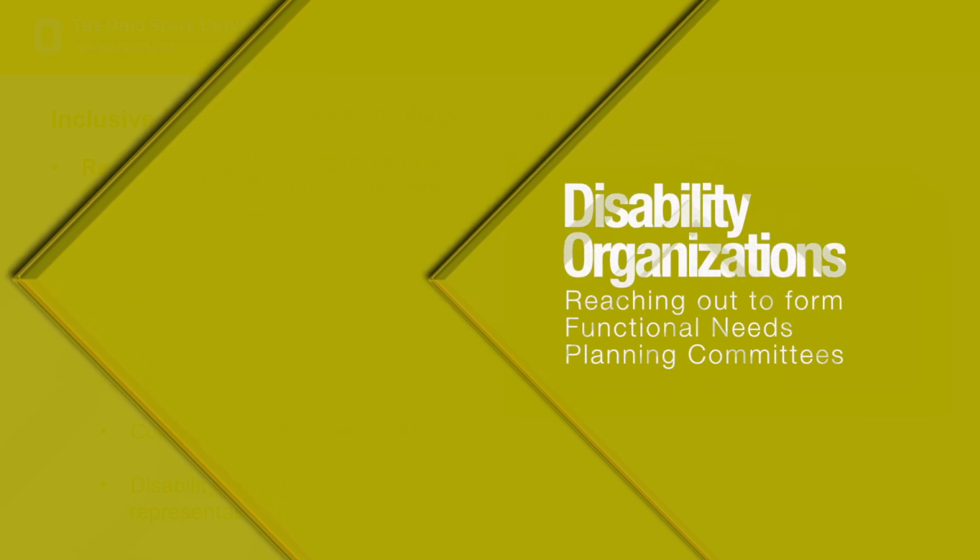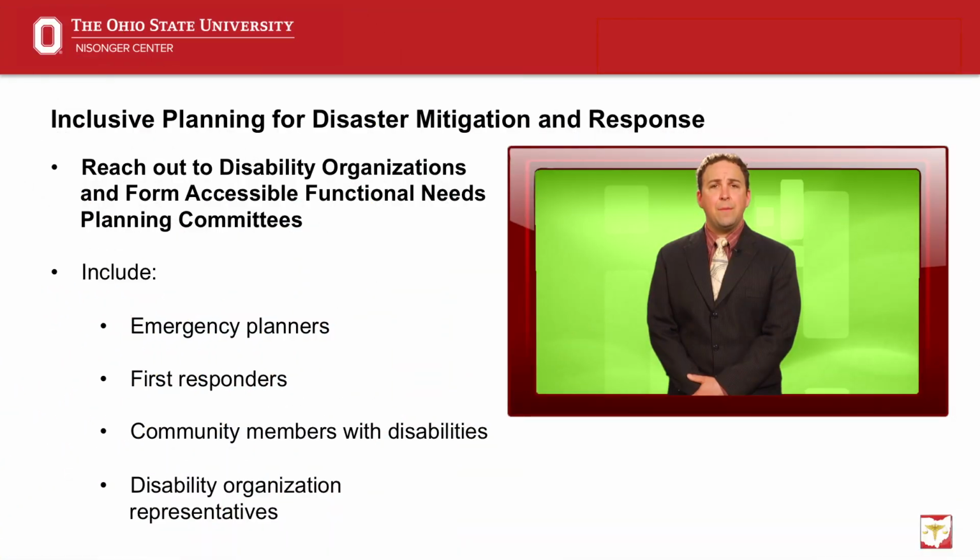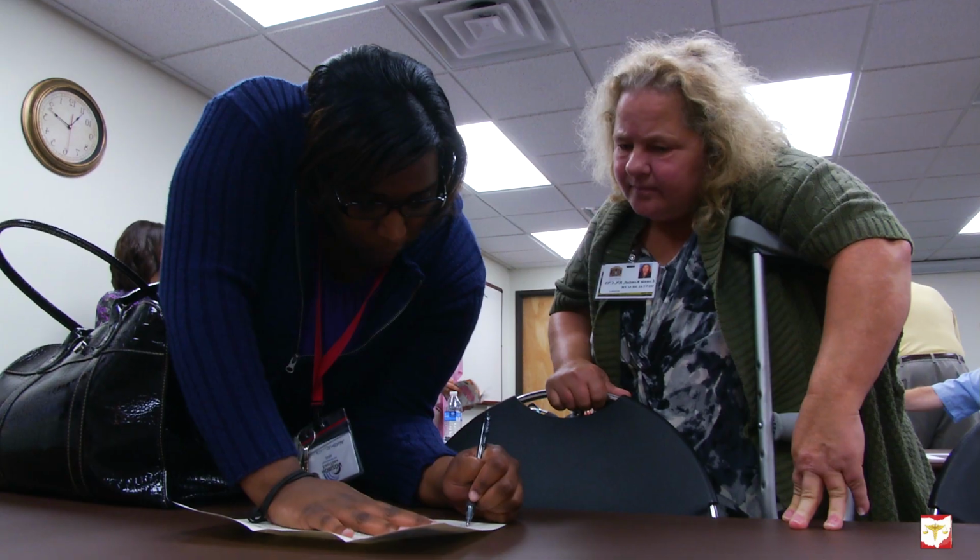To foster interagency coordination and planning, local and state EMAs can reach out to people with disabilities and disability organizations and form functional needs planning committees composed of emergency planners, first responders, community members who have disabilities, and representatives from disability organizations. The Clark County Emergency Management Agency sets a great example of including people from the disability community in the emergency planning process by hosting their Functional Needs Planning Committee, which meets monthly to share information and discuss issues related to emergency preparedness and functional needs.